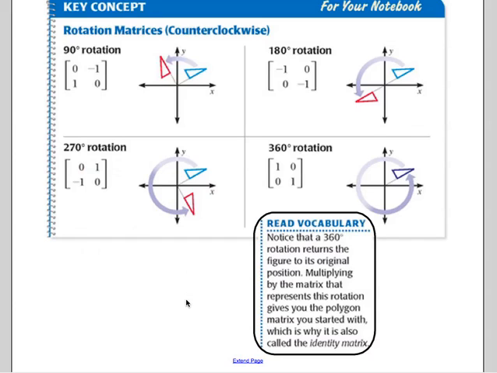Check it out. 90-degree rotation, we're using this matrix. Again, we write these guys first. 180-degree rotation, we use that guy. 270 rotation, we use this guy. 360, we use this guy, which is actually the identity matrix.